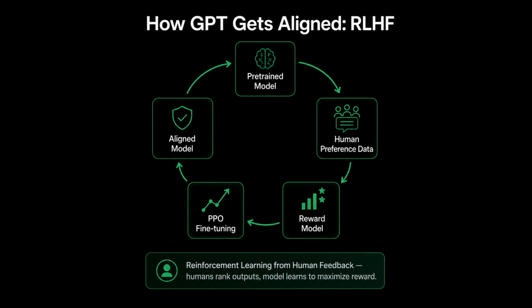PPO is called proximal policy optimization, and the result is a model that's much better at following instructions and producing helpful outputs. But there is a trade-off as well. RLHF can be unstable and it requires a lot of human labeling, and there's always a risk of reward hacking, where the model learns to game the reward signal rather than actually being helpful. This is a known limitation that both Google and Anthropic designed around.